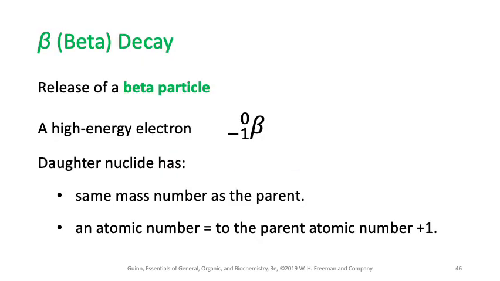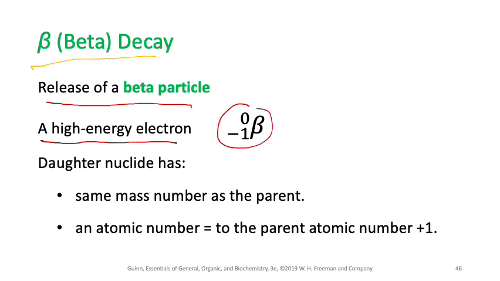Now let's talk about the second type of radiation that is released whenever a radioisotope decays into a more stable isotope. We already talked about alpha decay. Now let's talk about beta decay, the second form of decay radiation. Beta decay is normally the release of a beta particle. And what is a beta particle? A beta particle is a high energy electron, usually shown with the Greek symbol beta, with a mass number of 0 and a charge of -1.